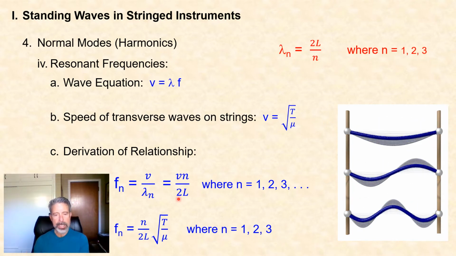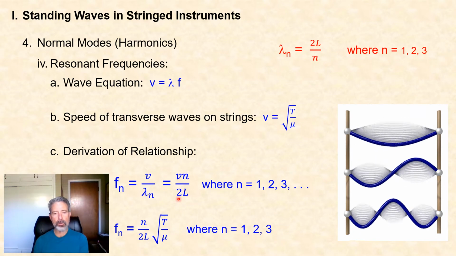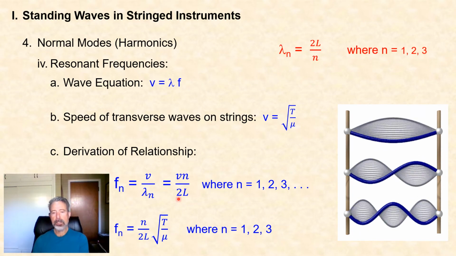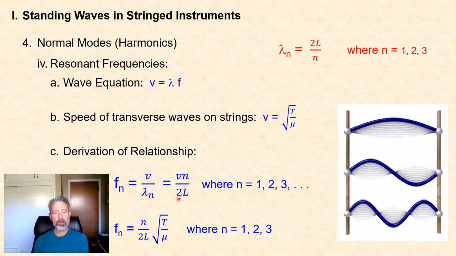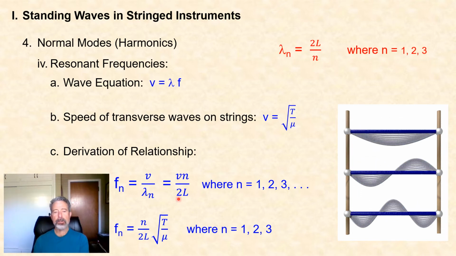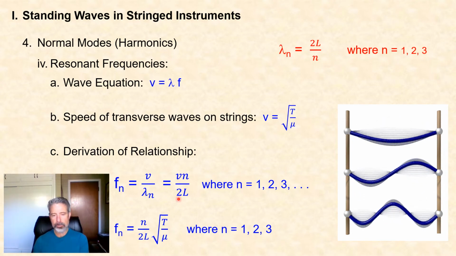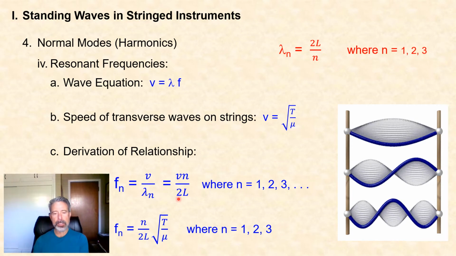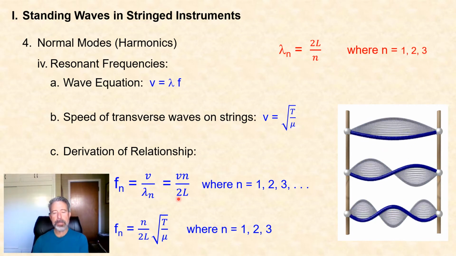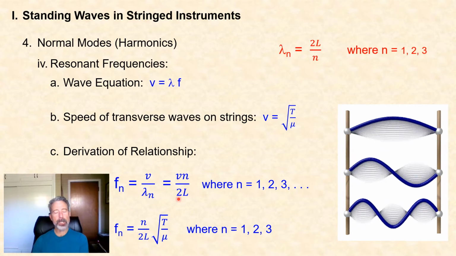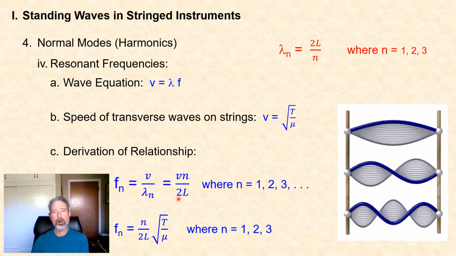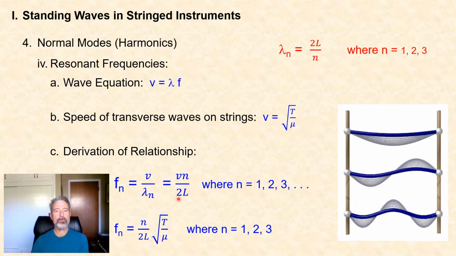Of course, n takes on these integer values. Our lowest frequency standing wave would correspond to the case where n equals 1: 1 over 2L times the square root of the string tension divided by the mass per unit length. We can work our way up from there to determine each of the frequencies of the higher harmonics or overtones.